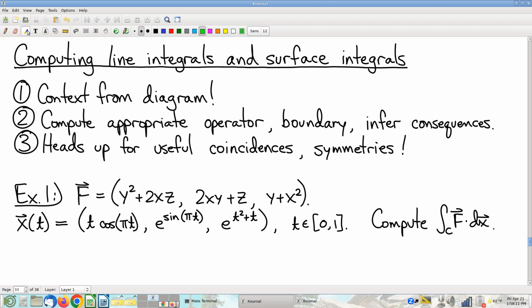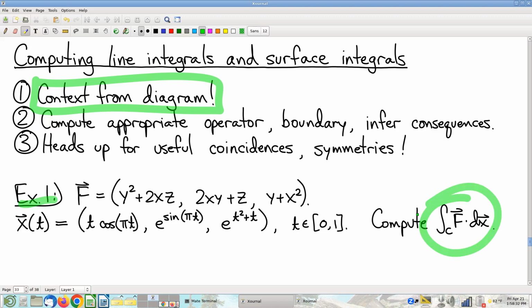First thing, when you're trying to compute a line integral or a surface integral, look at the diagram, identify where you are, and infer your context from the diagram. Let me show you what I mean by that. Here in this first example, notice we've been asked to compute a line integral. So we're going to identify a line integral in the diagram, but importantly also, notice our parametric curve that we were given. 3 components, right? That means this is in 3 dimensions. Likewise, the vector field, 3 components. We are in 3 dimensions here.